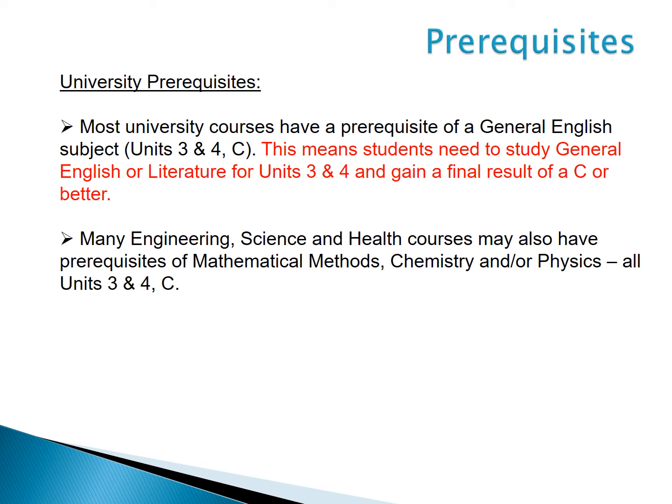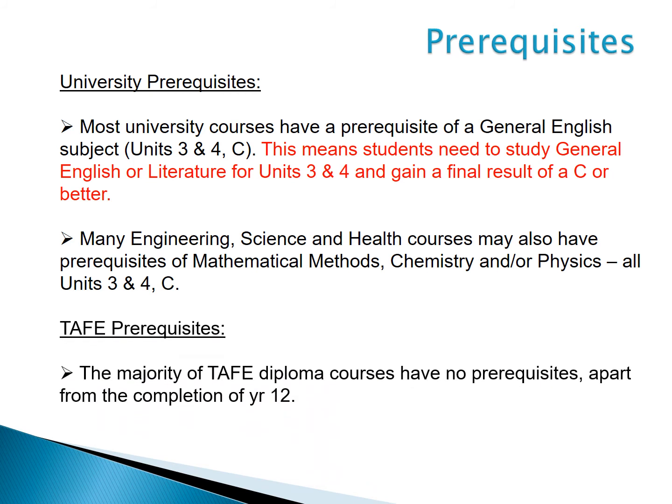Many engineering, science, and health courses may also have prerequisites of mathematical methods, chemistry, and/or physics. All the same, units 3 and 4 with at least a C. Now, most of the time, you'll probably need to get better than a C to get the ATAR that you require. TAFE, the majority of TAFE diploma courses have no prerequisites apart from the completion of grade 12.